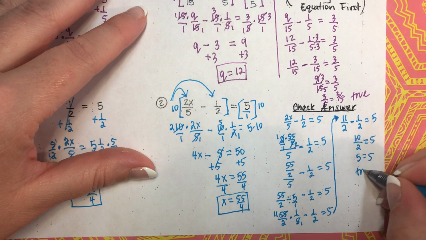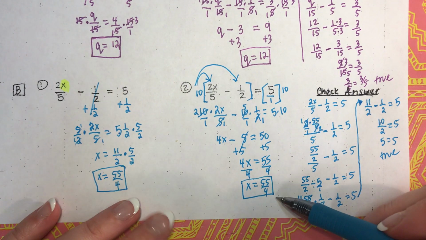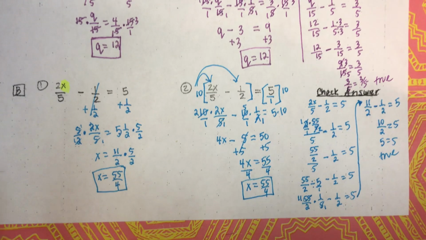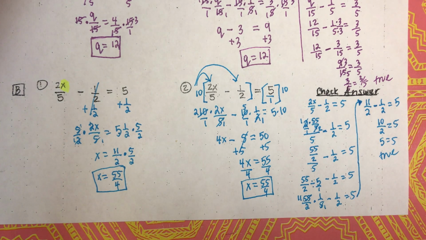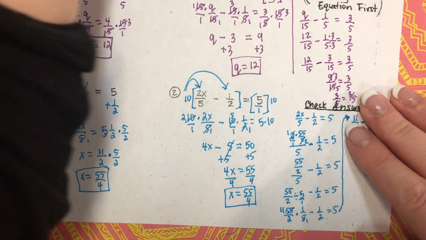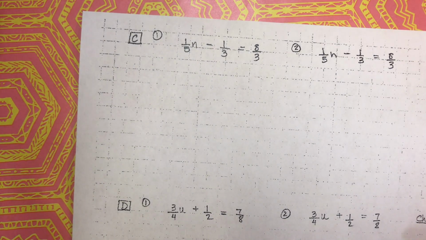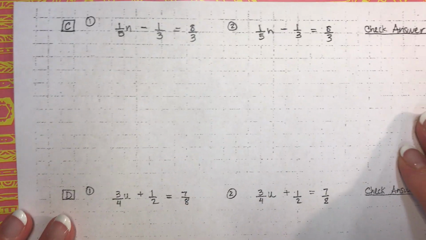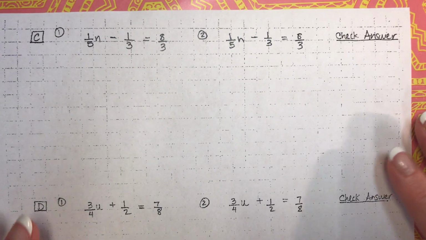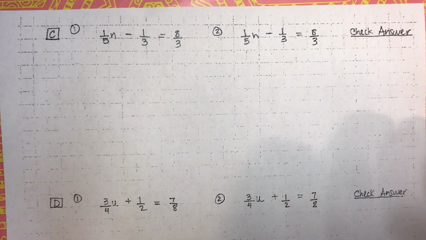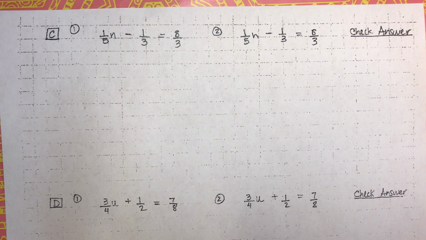So this is a true statement, which means our answer, x equals 55 over 4, is the solution to our original equation right over here. Man, that was a lot of work. Okay, let's go ahead and practice this. We're going to practice this 2 more times because this process is kind of complicated, and so we just need to practice. Whenever you have a more complicated process, the more you practice it, the easier it gets.